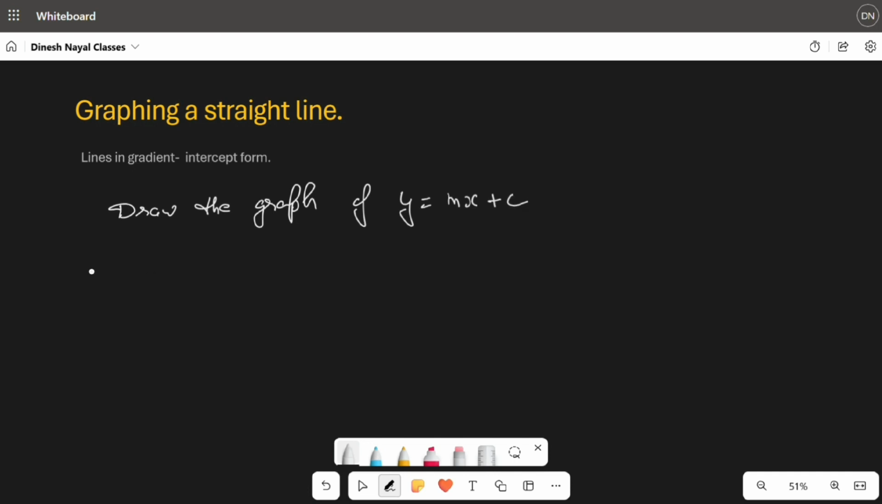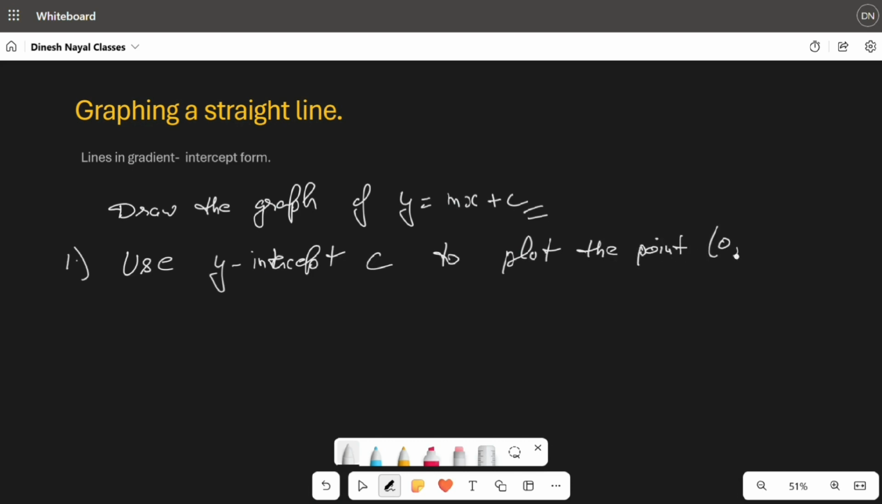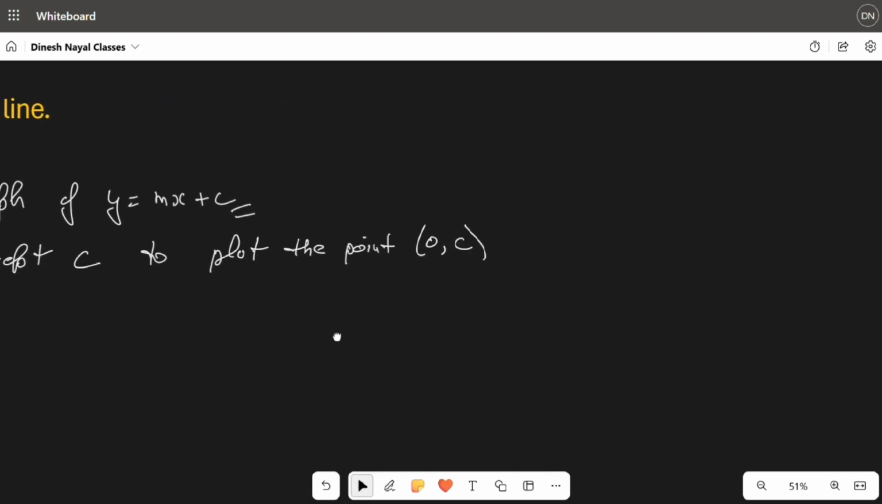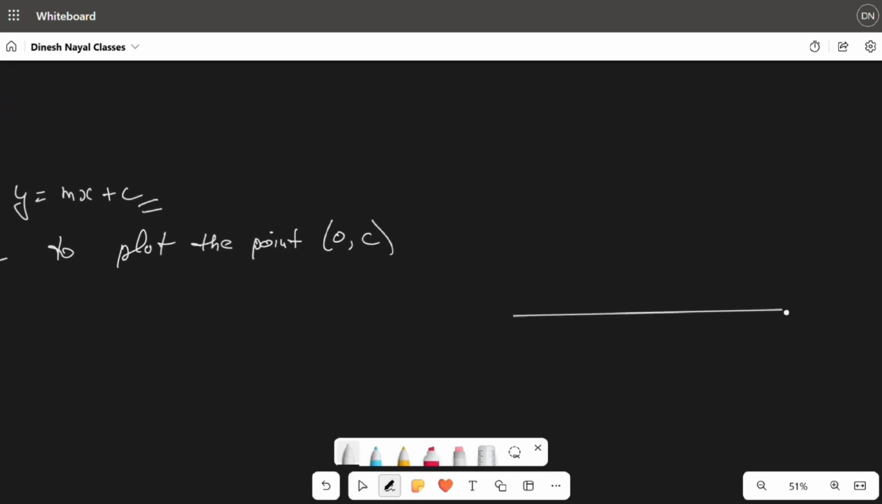Okay, so the first point that you should remember is that first of all use this y-intercept. You have to use this y-intercept c. You know that c is the y-intercept, to plot the point, and the point will be 0 comma c. Okay, so let's draw it over here. Suppose this is your coordinate axis, and suppose c is here, so you just plot this point c over here.